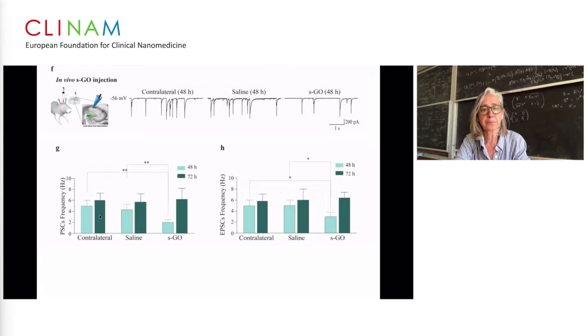As shown down here, in this bar plot, contralateral and saline treated behave in a similar fashion at 48 and 72 hours. Whether there has been the surgery or not does not significantly affect the frequency of postsynaptic currents, while SGO at 48 hours significantly reduces the frequency of current, and in particular, again, specific to excitatory postsynaptic current, so specifically affecting glutamatergic transmission. And this reduction is reversible after 72 hours. So there is an effect at 48 hours, which is reversed. There is a transient effect on glutamatergic transmission, which is observed in vivo by applying SGO.